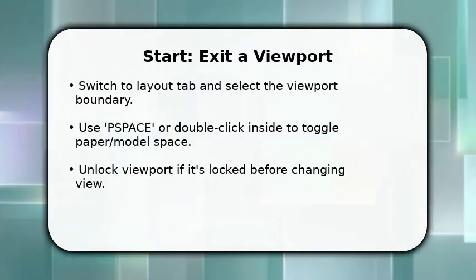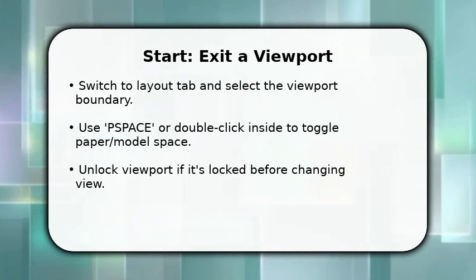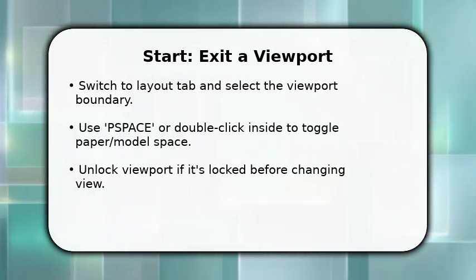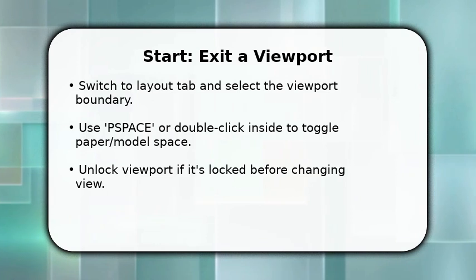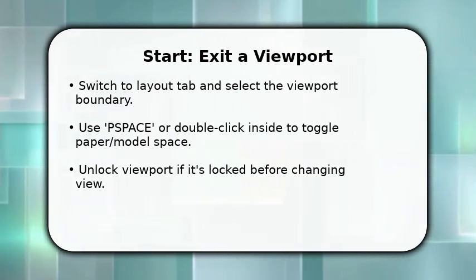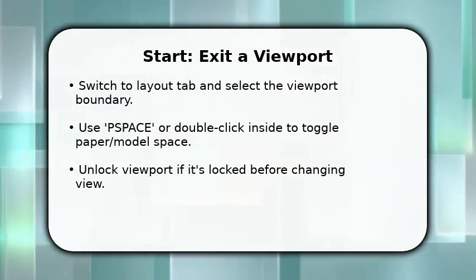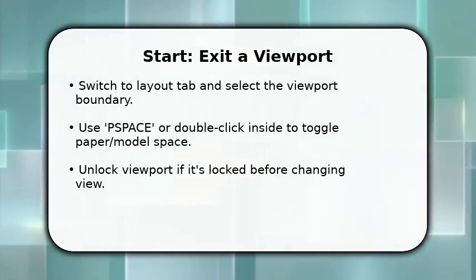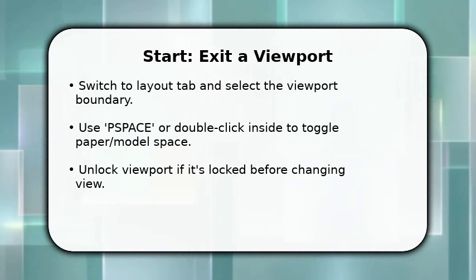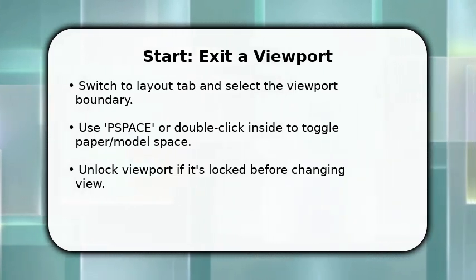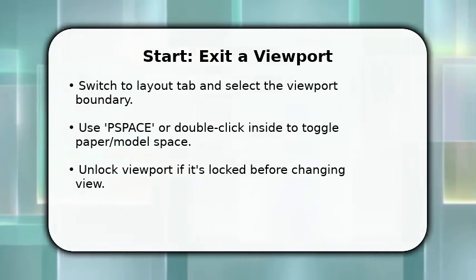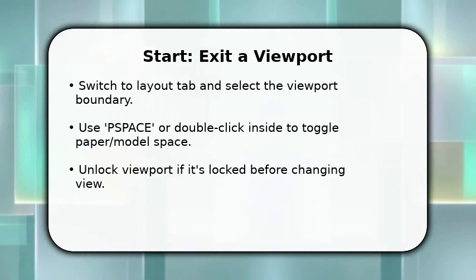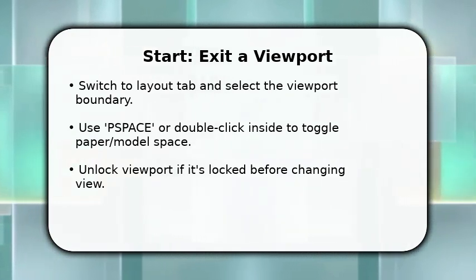You begin inside the layout. You want to exit a viewport cleanly. First, make sure you are on the Layout tab and click the viewport edge to select it. If you are inside Model Space, type P-Space or double-click the paper area to toggle back. This switches your active environment. If the viewport is locked, unlock it by selecting Properties and setting Display Lock to No. Once done, you will be ready to change focus without altering view scale or annotations.